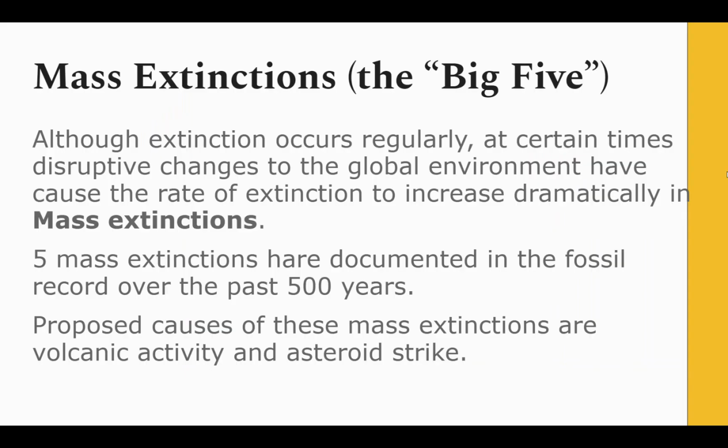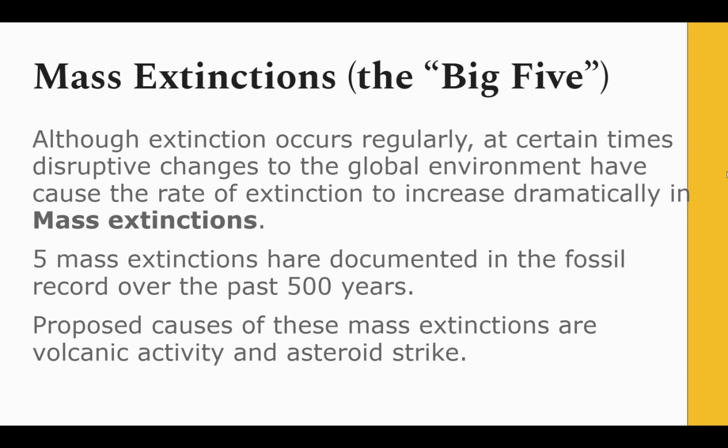So, we have these things called mass extinctions, where changes to the global environment cause the rate of extinction to increase dramatically, and we call those mass extinctions. There have been 5 mass extinctions documented over time. We call these the Big Five.